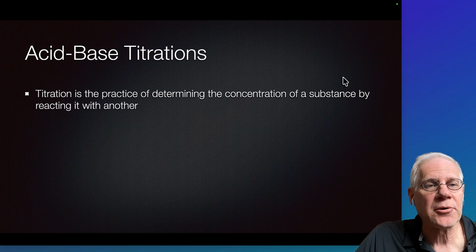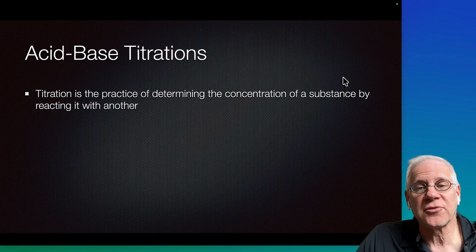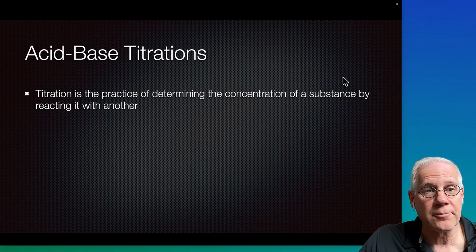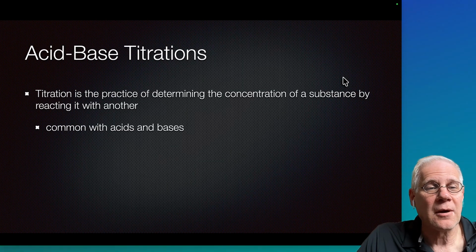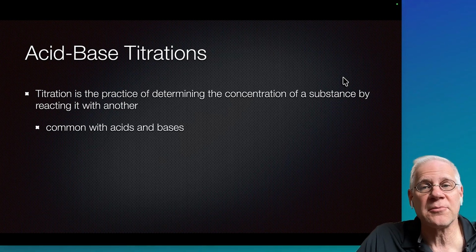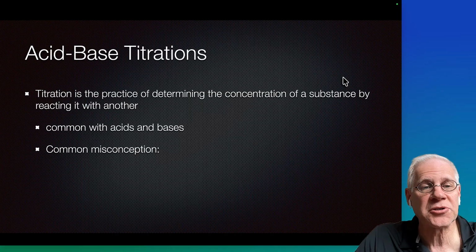So just as a reminder, an acid-base titration is where you are determining the concentration of one substance, either acid or base, by reacting it with the other part, either a base or an acid. A very common technique used with acids and bases, one of the easiest ways to determine an unknown concentration.